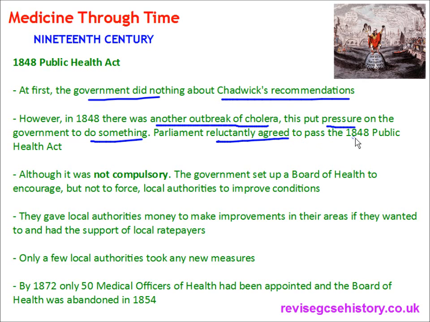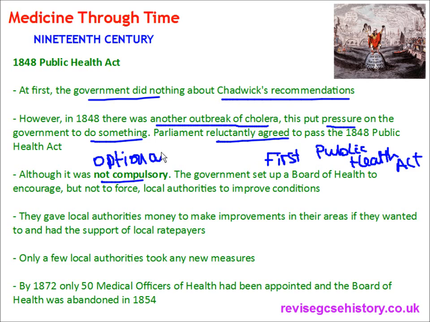Parliament reluctantly agreed to pass the 1848 First Public Health Act. So the 1848 Public Health Act, the First Public Health Act. Although this act was not compulsory, it was optional, towns could choose if they took measures or not. The government set up a board of health to encourage but not force local authorities to improve conditions. So it's encouraging but not forcing.